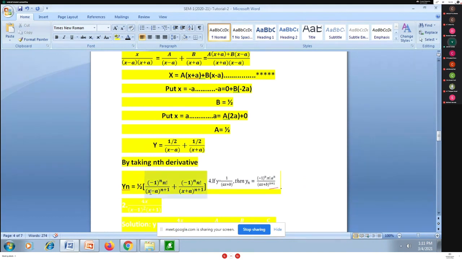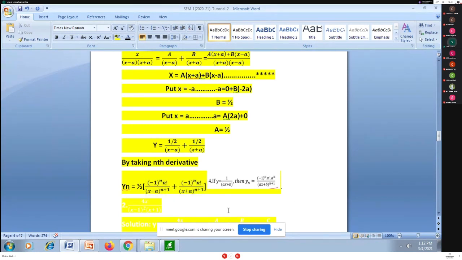For the first term, I compare it with 1 upon x plus b. So I have a equal to 1, and small b equal to minus a for the first term. Minus 1 raised to n factorial, I wrote it in the numerator, the same as for yn. In the numerator I have a raised to n, and since a is 1, 1 raised to n becomes 1 only. So the numerator becomes minus 1 raised to n factorial. In the denominator I have x plus b raised to n plus 1, that is x minus a raised to n plus 1. I am keeping this as it is.